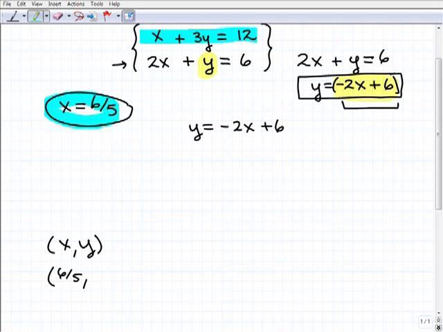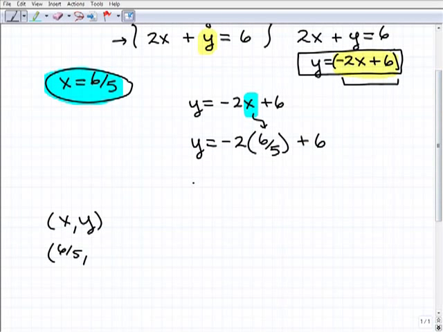But the cool thing is, because you know what x is equal to, you can simply plug in that value right here, and you can get y. So that's going to be y equal to negative 2 times 6/5. Instead of x, you're going to plug in 6/5 because we just solved for that, plus 6. Okay, and now let's just go through the basic arithmetic. You have negative 2 times 6/5.